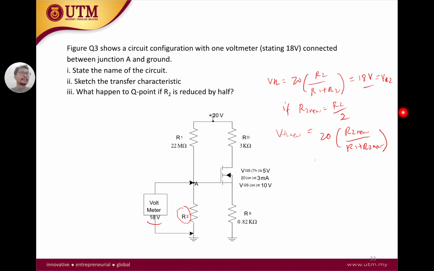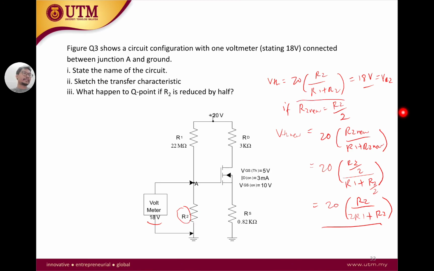In this case, it's actually 20, and R2 new is R2 divided by 2 over R1 plus R2 divided by 2. So in this case, you're actually going to get 20 R2 divided by 2 R1 plus R2. So this is our final equation for the new Thevenin, which is R2 over 2 R1 plus R2. The original is R2 over R1 plus R2, and here the difference is we have 2 R1.